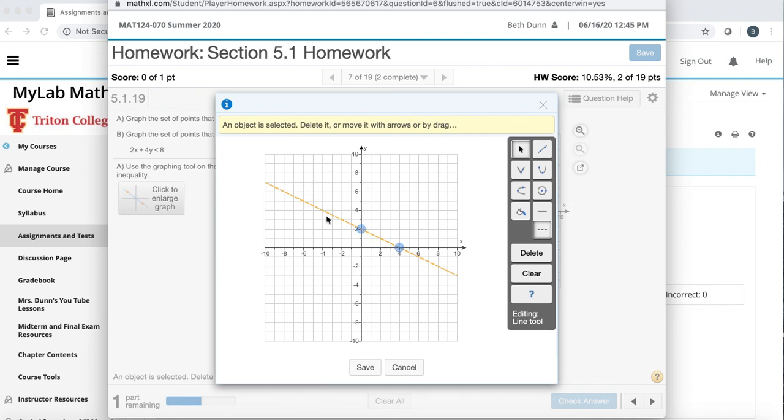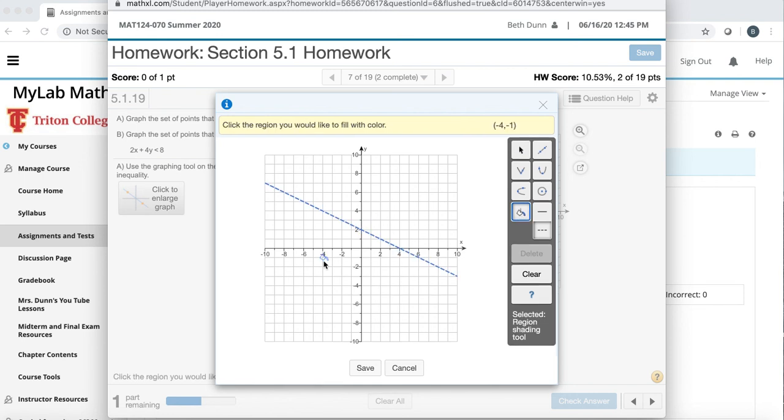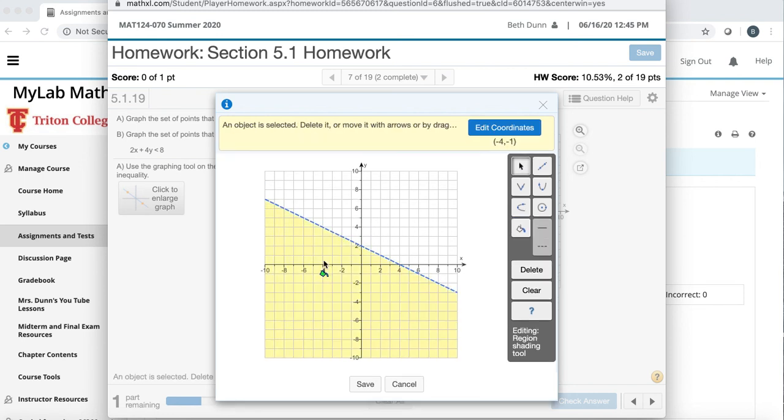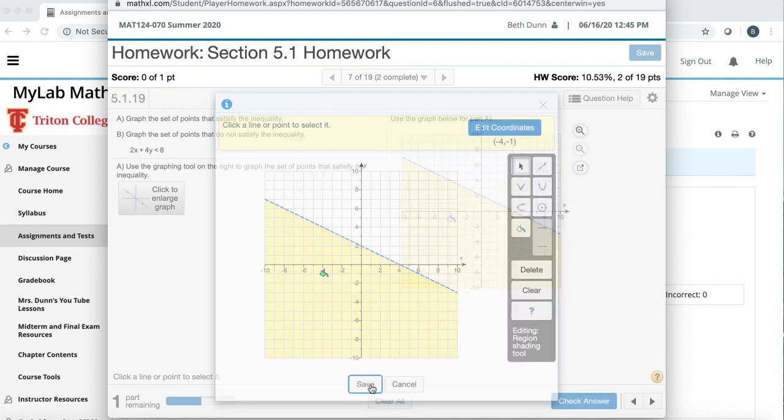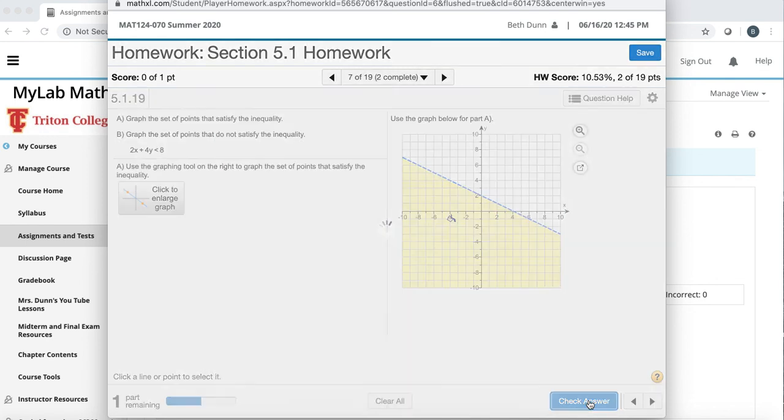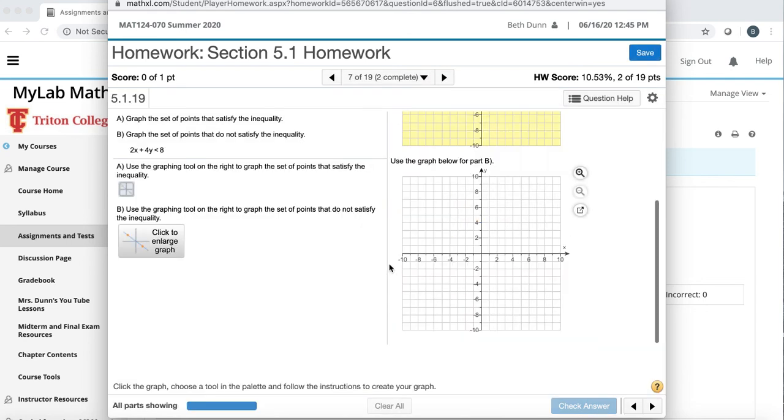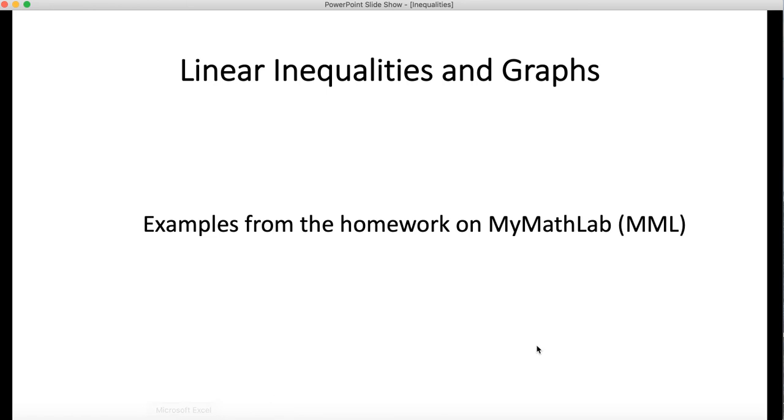The reason why this line is dotted is there is no equality part to this inequality, right? Check the origin, 0, 0. Does 0, 0 work? It does. So we're going to empty the paint can on this side of the line. Okay? All right. So now let me go back and let's do some word problems.